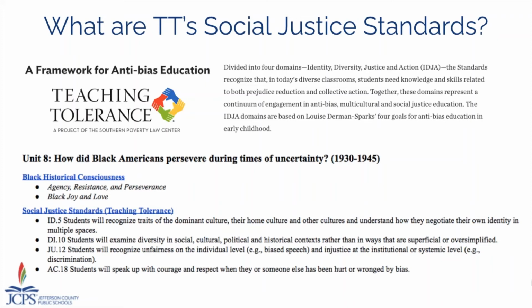As an example of how to pull these two together, we see then that in Unit 8, how did Black Americans persevere during times of uncertainty, looking at the Great Depression and World War II, we could be looking at agency, resistance, and perseverance, Black joy and love, and then we could also be considering some of the social justice standards when it comes to identity, diversity, justice, and action. How would these then help change and shape the type of classroom that you would have and the type of expectations that you want your students to uphold?